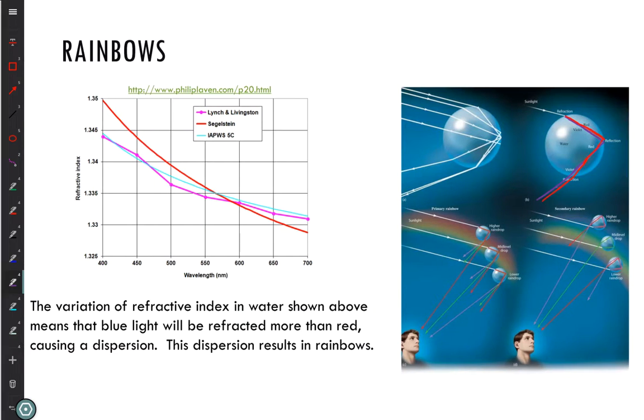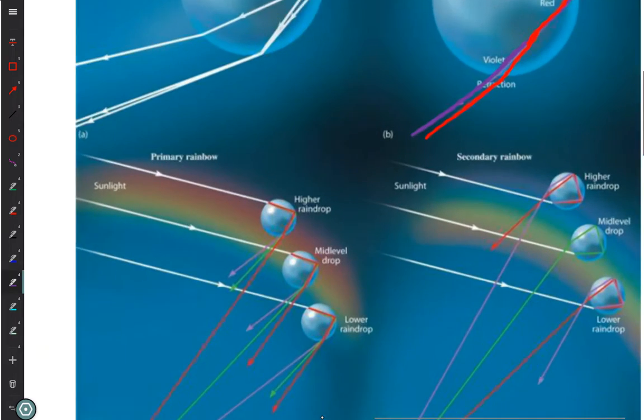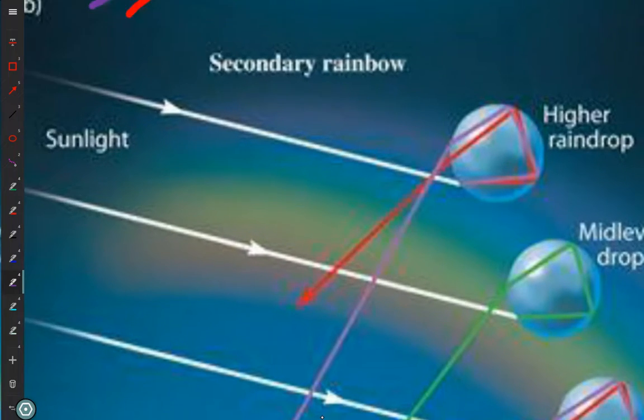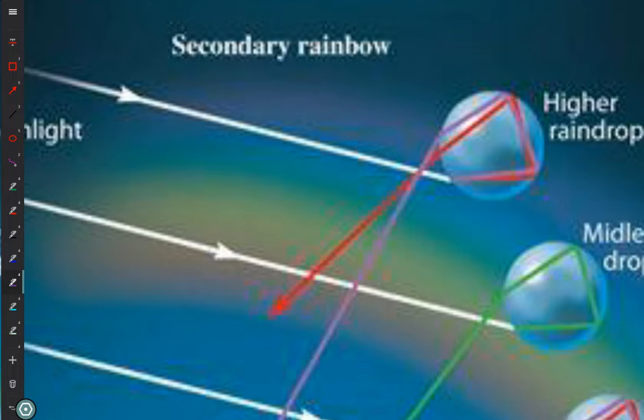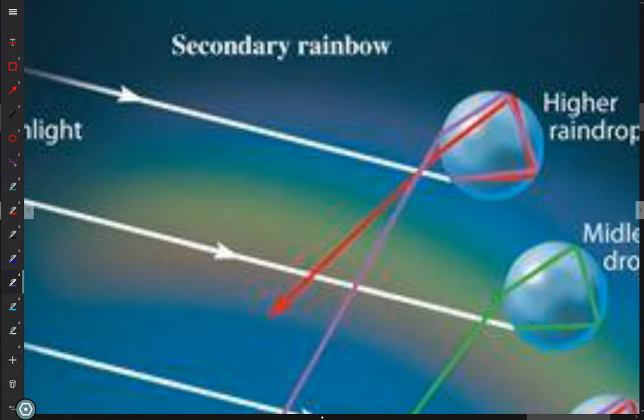Then you get to the second order bow. The second order bow is shown here in this picture. Light again comes and hits the water droplet. It refracts, and now it reflects.